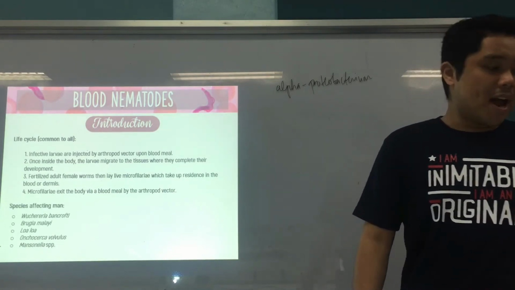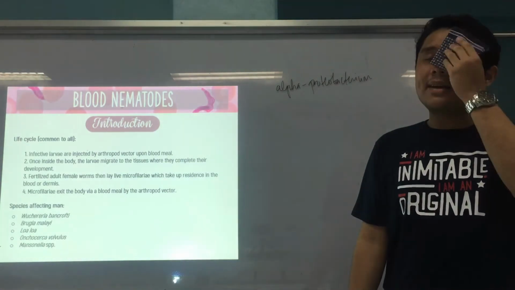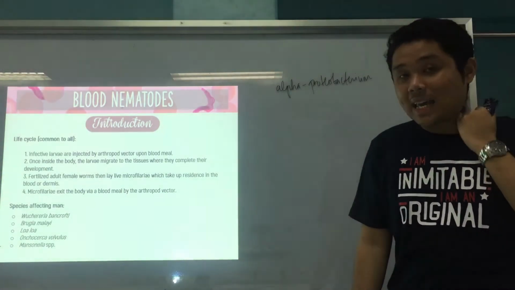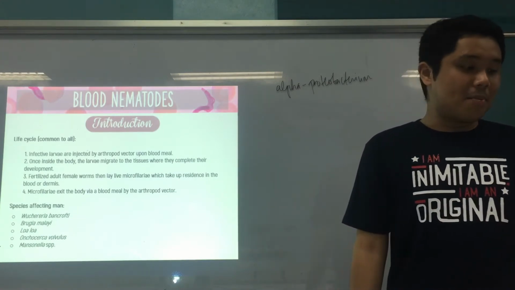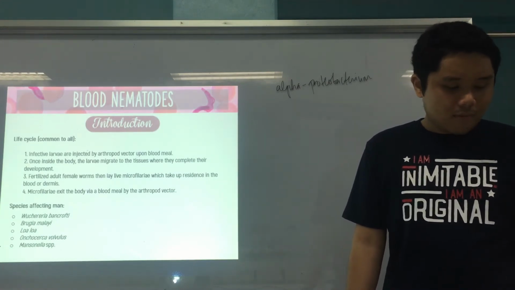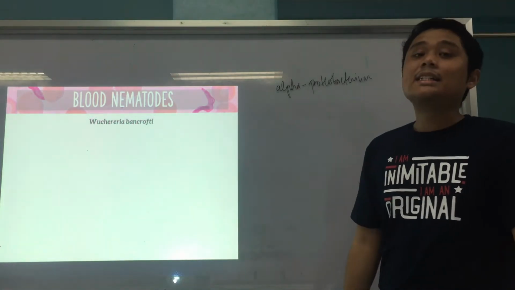And species affecting man, we have 5. First is Wuchereria bancrofti. You have Brugia malayi. You have Onchocerca volvulus. You have Loa loa, and of course, lastly, the Mansonella species. Now we'll go through each of that individually, starting first with Wuchereria bancrofti.